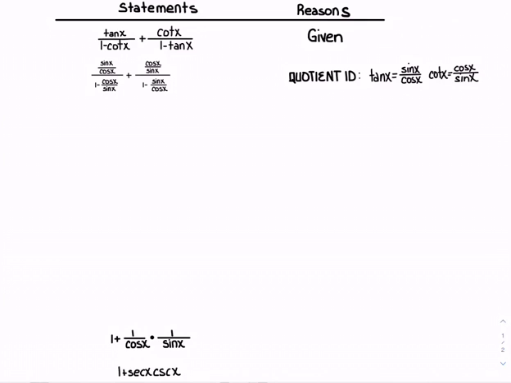The 1 over cosine x multiplied by 1 over sine x is going to be 1 over cosine x sine x. So I'm going to let you look at that for just a second. Okay, there we go. Now, I also changed the 1 into sine x cosine x over sine x cosine x so that I have a common denominator. I'm going to add those fractions together.